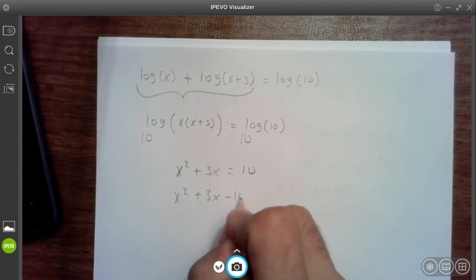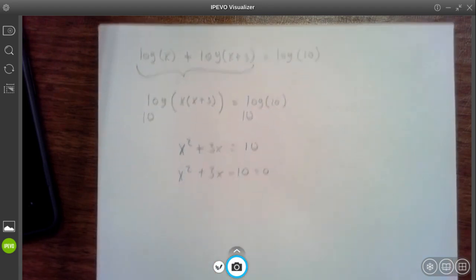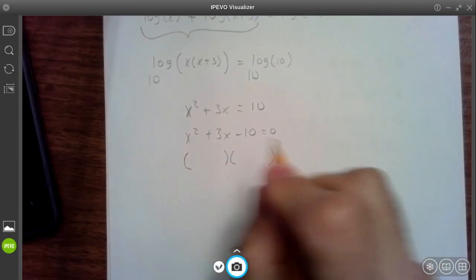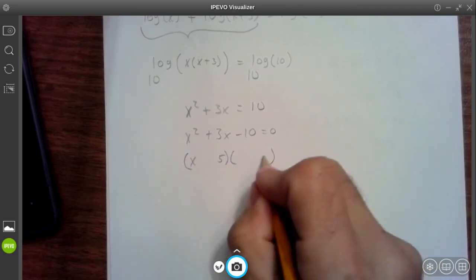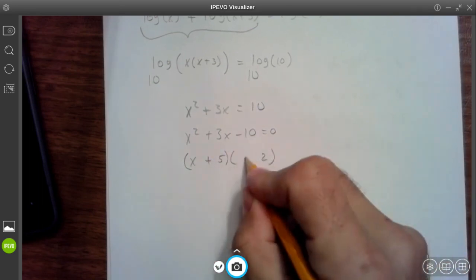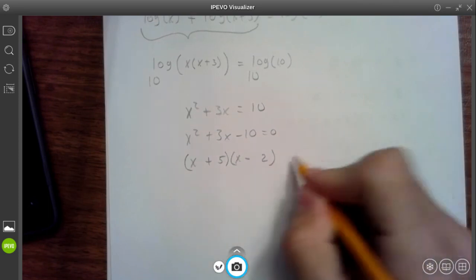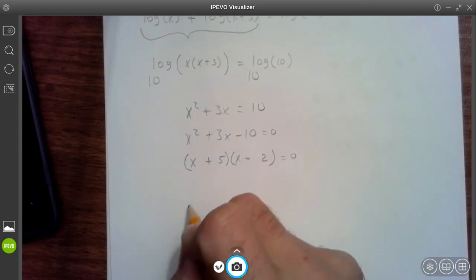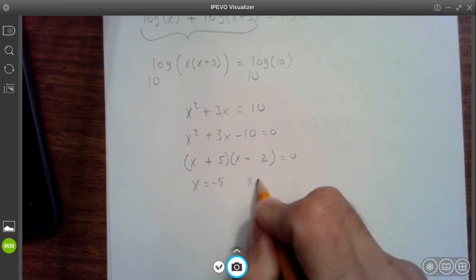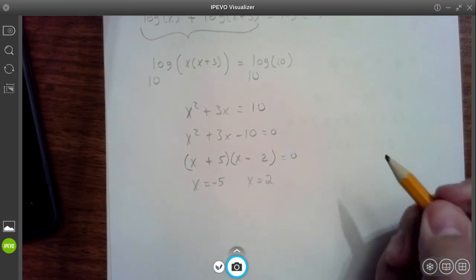And again, we can solve it by factoring. Okay. The factors of 10 that will subtract to give you 3 are going to be 5 and 2, and the 5 needs to be positive. All right, so our solutions are going to be x equals negative 5 and x equals positive 2.